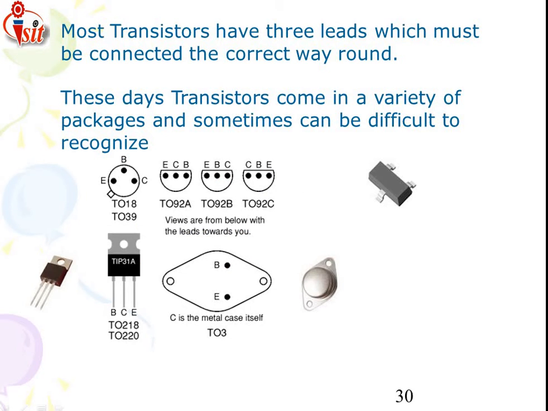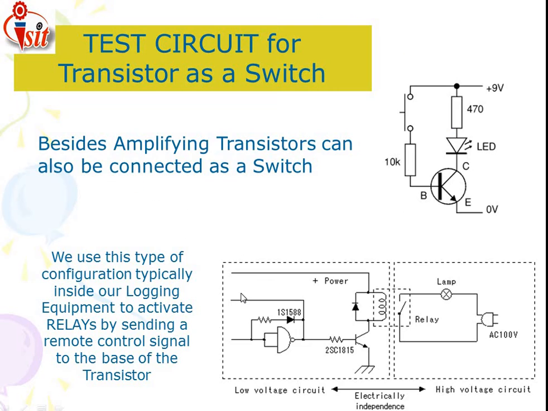Next, most transistors have 3 leads which must be connected the correct way round. These days transistors come in a variety of packages and sometimes can be difficult to recognize. Thus, these are some transistor snaps I have shown over here.